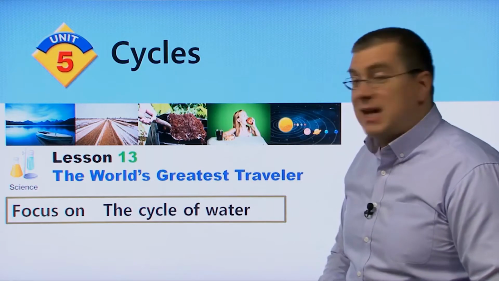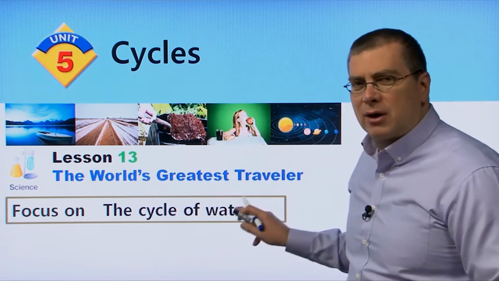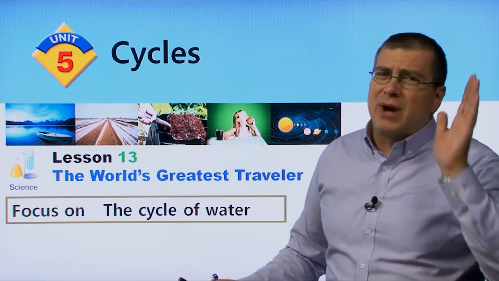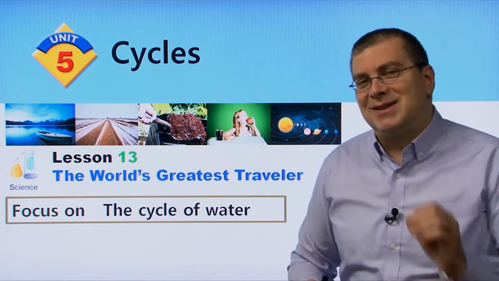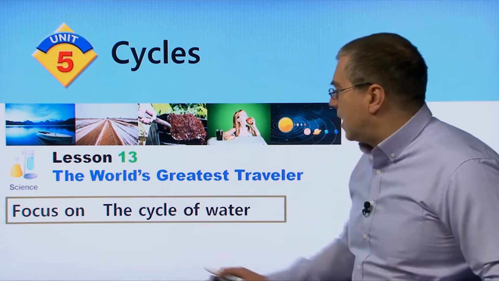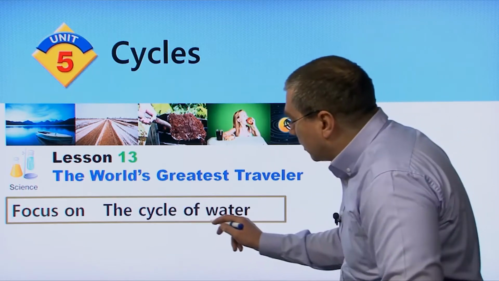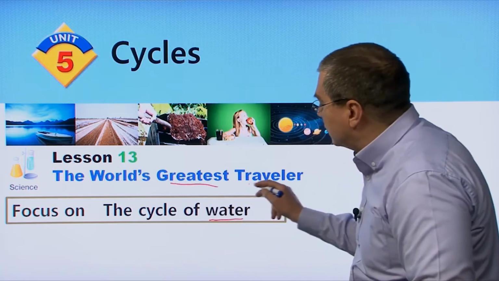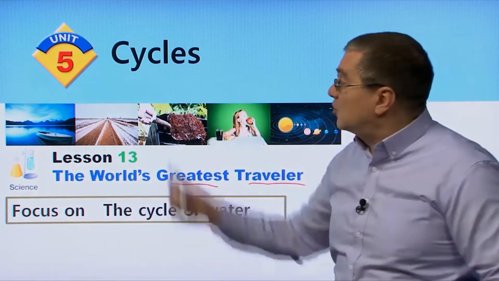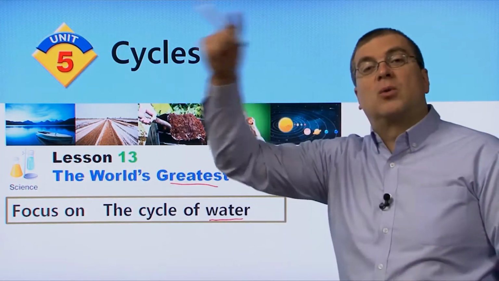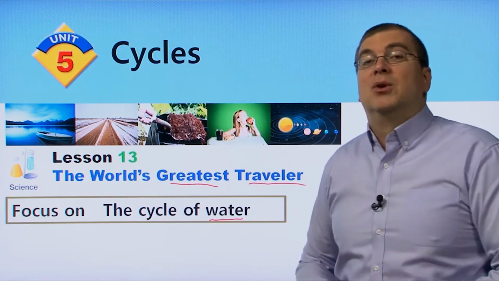In Lesson 13, we're talking about the world's greatest traveler. Now you're probably thinking the world's greatest traveler. Is it Marco Polo? No, it's not a person, it's a thing. We're going to focus on the cycle of water, and we're going to see how water is the world's greatest traveler, because water really travels a lot, and it travels in a cycle. It goes around and around. Well, we'll explore that idea later on in the reading passage.